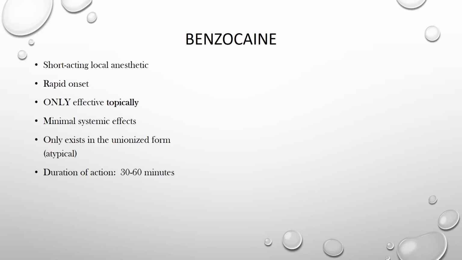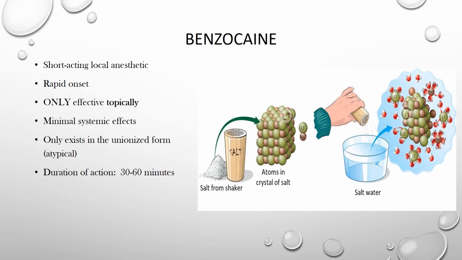Benzocaine. Our last local anesthetic is benzocaine. This local anesthetic is only effective topically as it exists only in a non-ionized form, which is atypical of local anesthetics. Other local anesthetics are made up of several elements that combine to make the drug. The end result leaves the drug without a minus or plus charge. If these drugs can be ionized, they split into parts. One of the parts carries a plus charge, while the other part carries a negative charge. A simple example is table salt, or sodium chloride, which can be ionized in water.